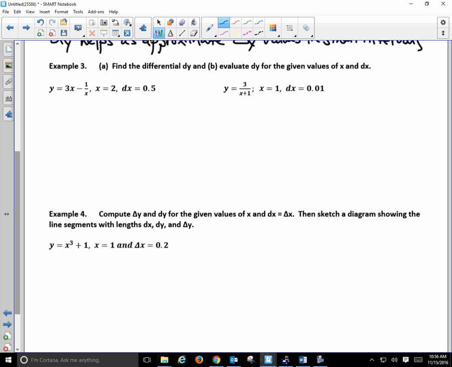It says A, find the differential dy and evaluate dy for the given values. If we want to find the differential, first let's find the derivative. Dy over dx is, what's the derivative of 3x? What's the derivative of negative 1 over x? Good, 1 over x squared. So that means the differential, for question A, dy is equal to 3 plus 1 over x squared dx.